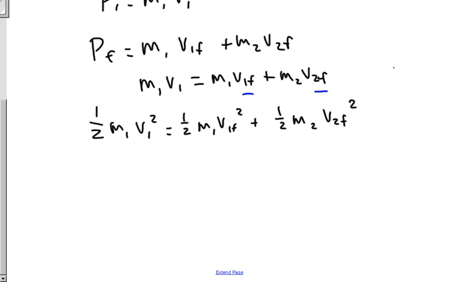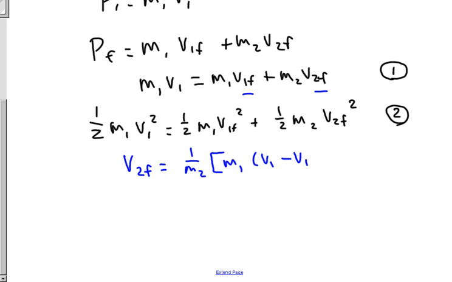I'll call the momentum equation equation number 1 and the kinetic energy equation equation number 2. If we solve in equation number 1 for v2 final, we end up getting v2 final is equal to 1 over m2 times the quantity m1 times v1 minus v1 final. If we take that equation, which I'm calling number 3, and we plug it back into equation number 2 up here, we get the following answer.